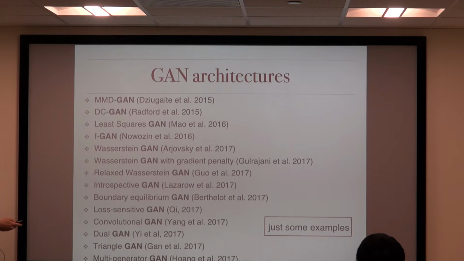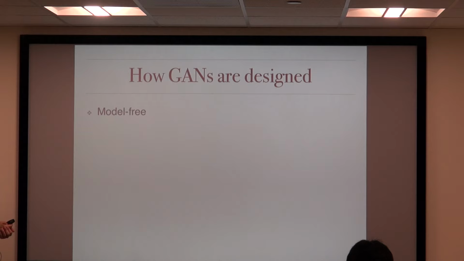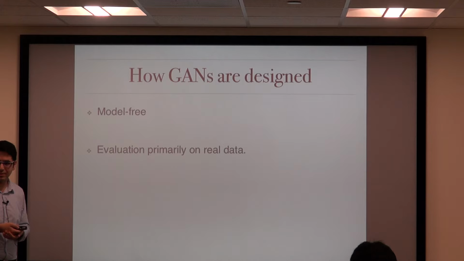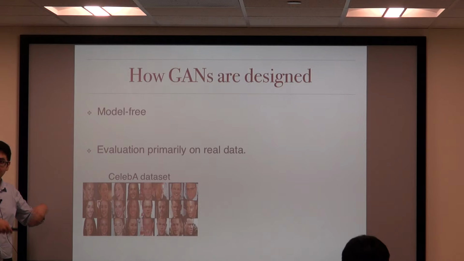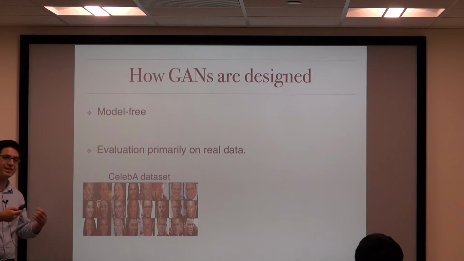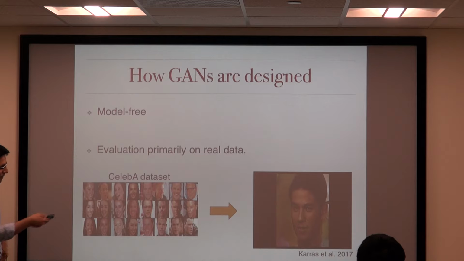So how are GANs designed? In practice, they're model-free, presumably. We don't have any particular assumption on the data, and we just put these function classes on generators and discriminators. And the evaluations are primarily done on real data sets. So we don't have a quantitative way to see if this is a good generative model or not. For example, if we train a GAN on a celebrity face data set, then the generator is able to generate fake but realistic images. In other words, we can have fake celebrities, but they may look like real celebrities.